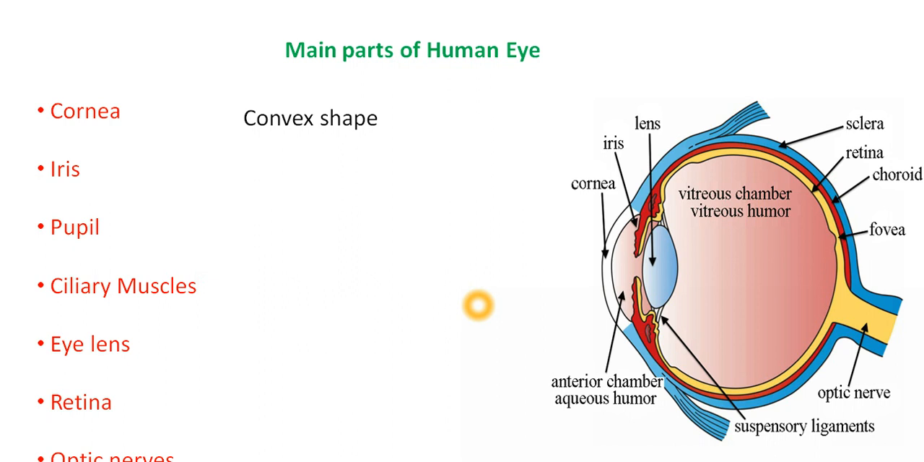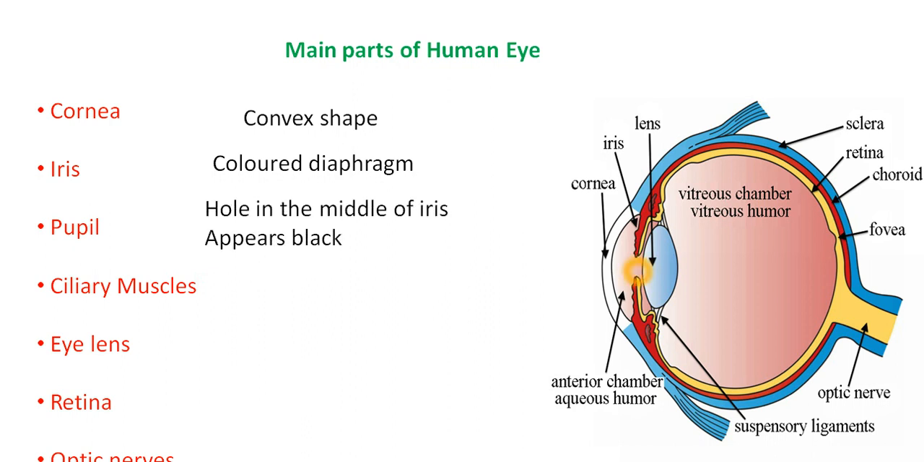Okay. Next part of our eye is iris. You can see here iris. This is a colored diaphragm, and it's because of this colored diaphragm we have different colored eyes: green colored, blue colored eyes. This is a flat colored ring-shaped membrane behind the cornea. There's a hole in the middle of this iris. This hole is called a pupil, and it appears black to us because no light is reflected from it.